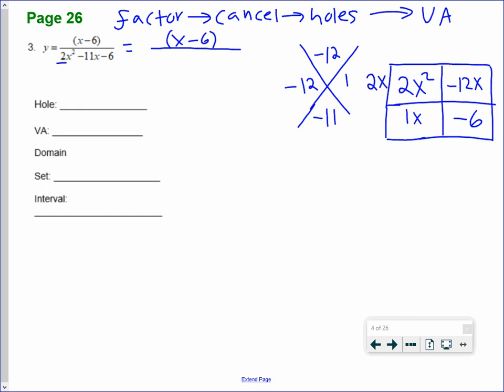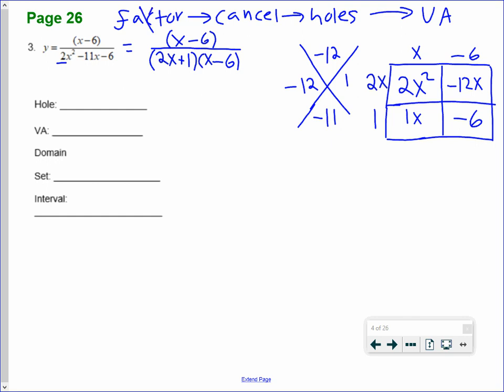2x times what gives us 2x squared? That's just x. 2x times what gives us negative 12x? That's negative 6. And now x times what gives us 1x? That's just 1. And we can double check. 1 times negative 6 is negative 6. So if we multiply into this box, we get that same exact thing. So we figured out our factors of 2x squared minus 11x minus 6. That would be 2x plus 1 and x minus 6.